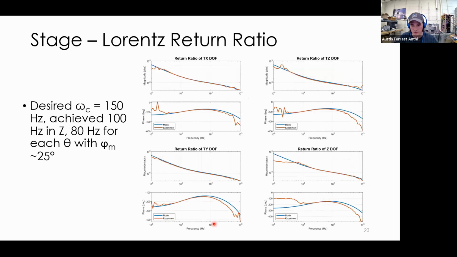Here's what the other 4 degrees of freedom look like. Again, settled for lower crossover frequencies than I wanted. The rotational degrees of freedom, we went down to 80 hertz, and then Z we kept at 100. You can see also, in addition to the high frequency phase shift, the Z degree of freedom particularly, but the other ones as well, have this low frequency leveling off. So maybe I'll bring it up at the end, but you can think about what dynamics might cause this low frequency behavior.